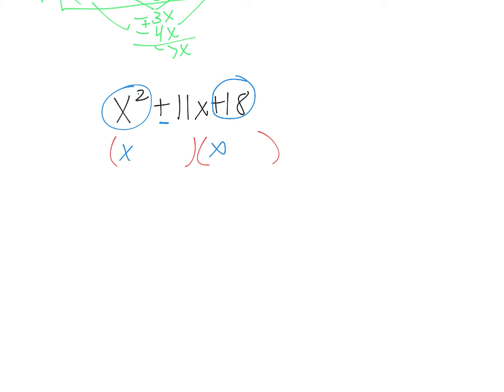Okay, so we have 1 and 18, we have 2 and 9, we have 3 and 6, and then you look and see, are any of these numbers, do we think that somehow we can get an 11x, right? Because remember, we're going to multiply from our outside and our inside, and then we're going to add, and it needs to add together to get 11x. So pause the video. What two numbers do you think you would use? Hopefully you said that you would use 9 and 2.